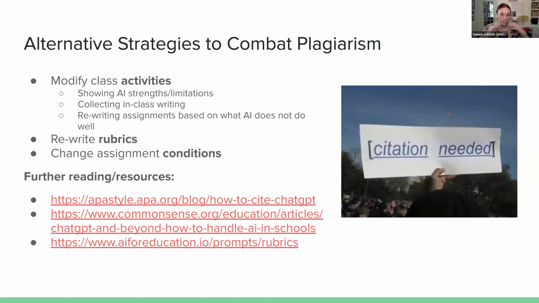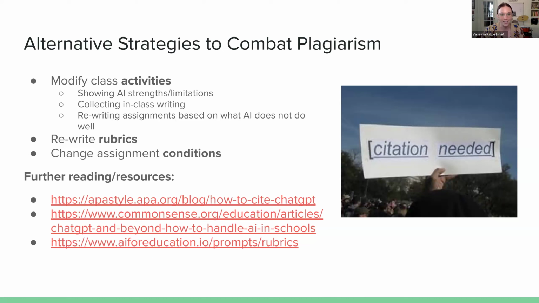Alternative strategies you can consider to combat plagiarism if you're in an educational space. One is to modify your class activities. So a lot of classrooms are doing activities now where they're asking students to generate something about a topic they're learning using ChatGPT, and then asking the students to critique what ChatGPT did and saying what they would do differently. That's also a way to teach them about the limitations of this software.